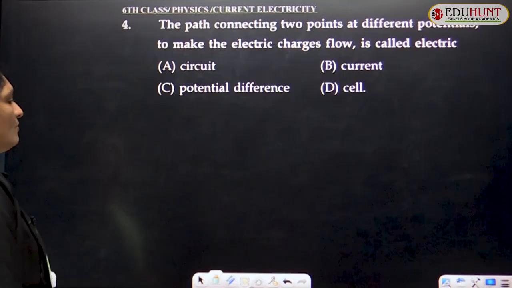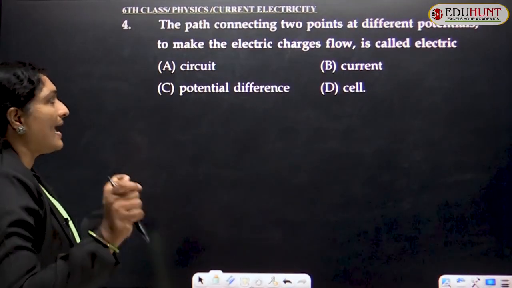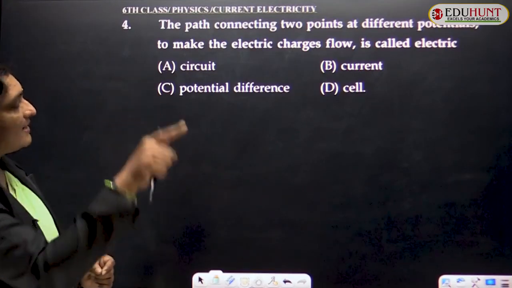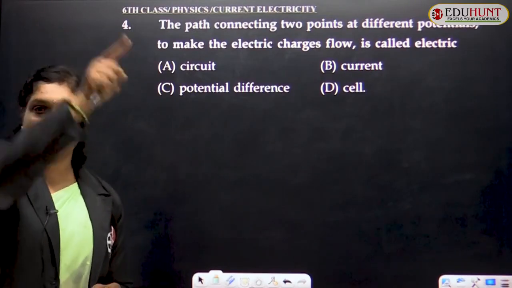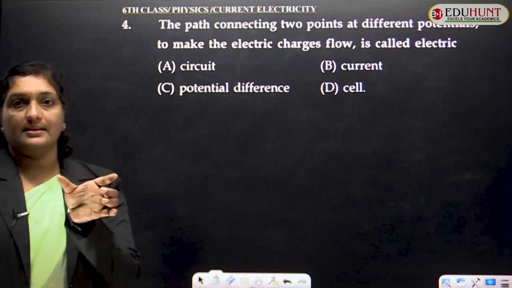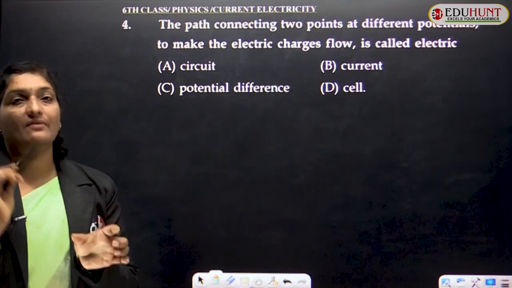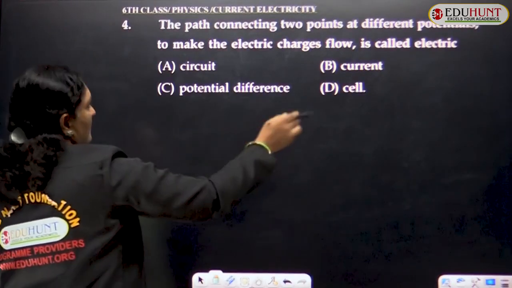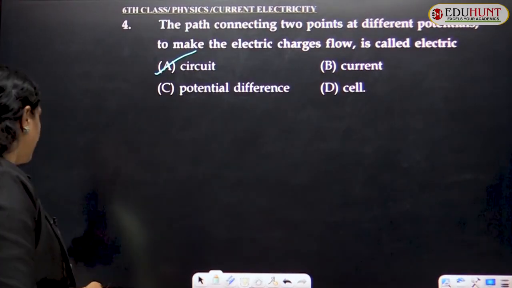Now the next question, the fourth one. The path connecting 2 points at 2 different potentials to make the electric charge flow, what is that path? Generally it is called an electric circuit. The cell is there and the electrons are flowing in the wire along this path. So that path itself is called your electric circuit. Here they have simply given you circuit. So option A is correct.